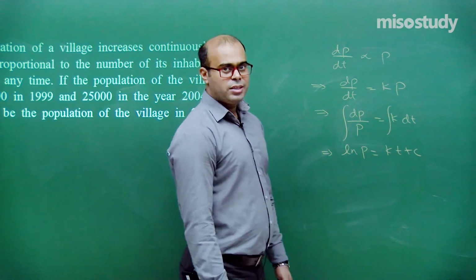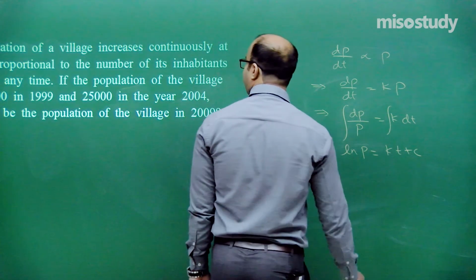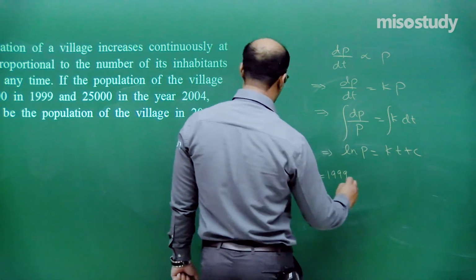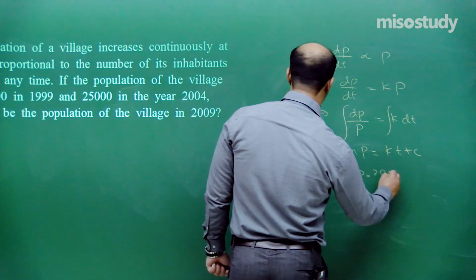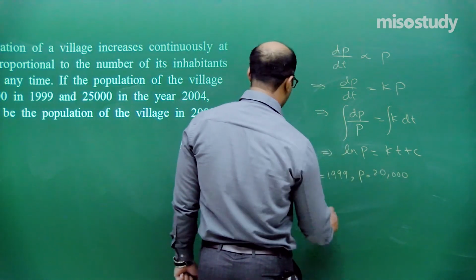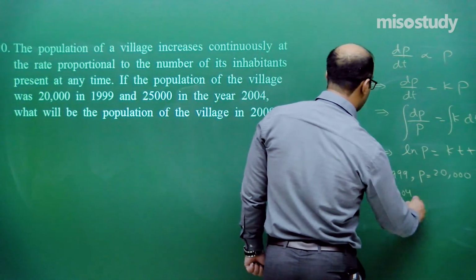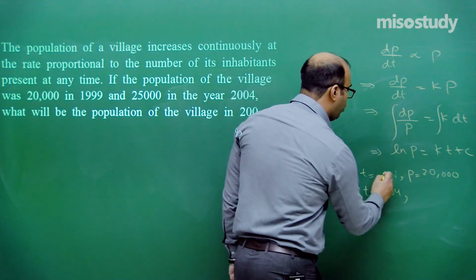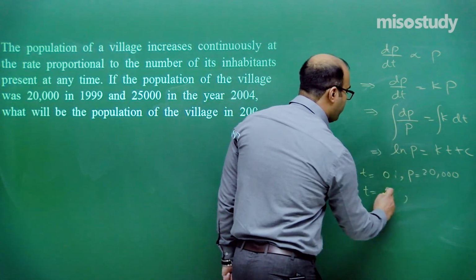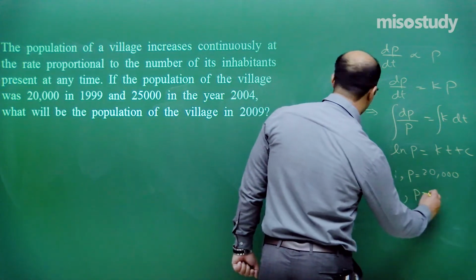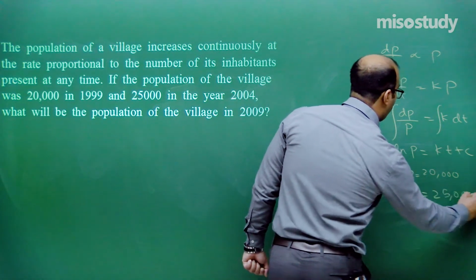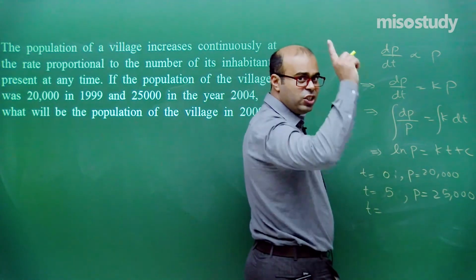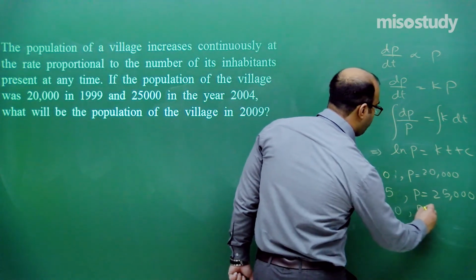Now you have been given some situations. When the time was 1999, the population was 20,000, and one more thing is given, that when the time was 2004, so we will not say 1999, we will say the initial time, that is 0, and this is 2004, that means after 5 years the population has become 25,000. Now they are asking what will be the population when the time is 2009, that is, the difference from the initial time is 10 years. So what will be the population?